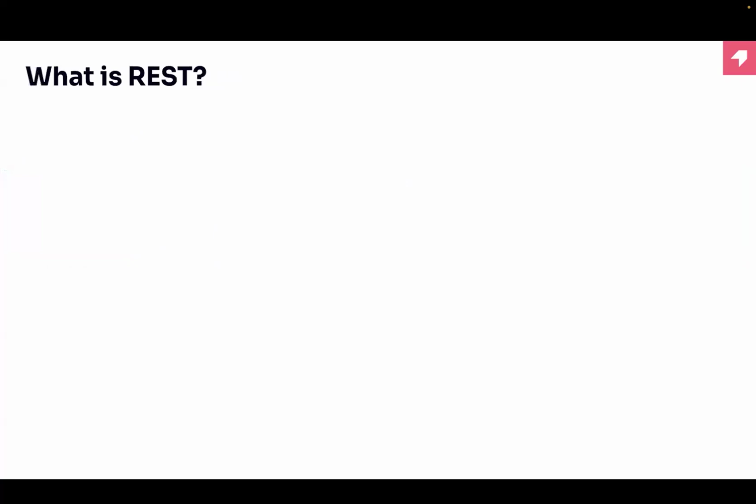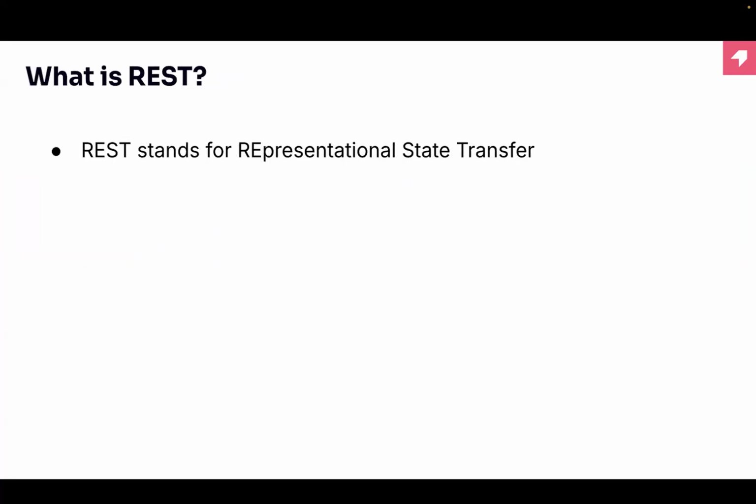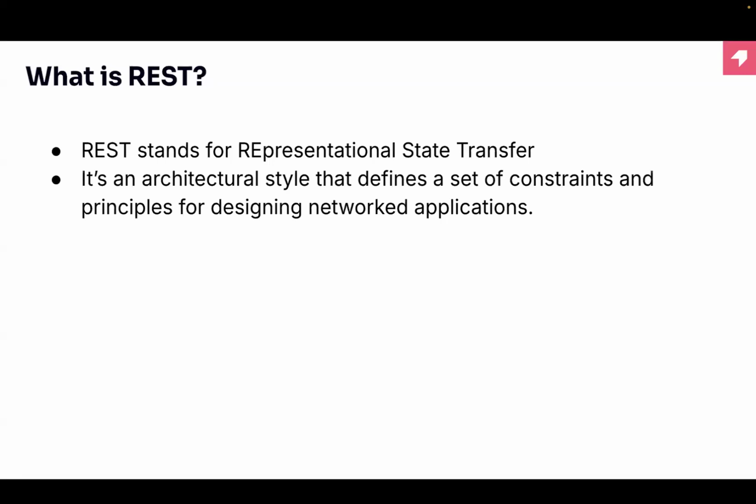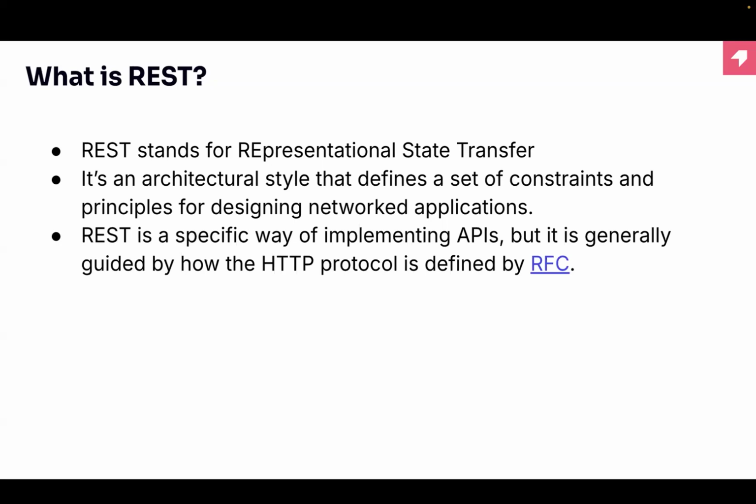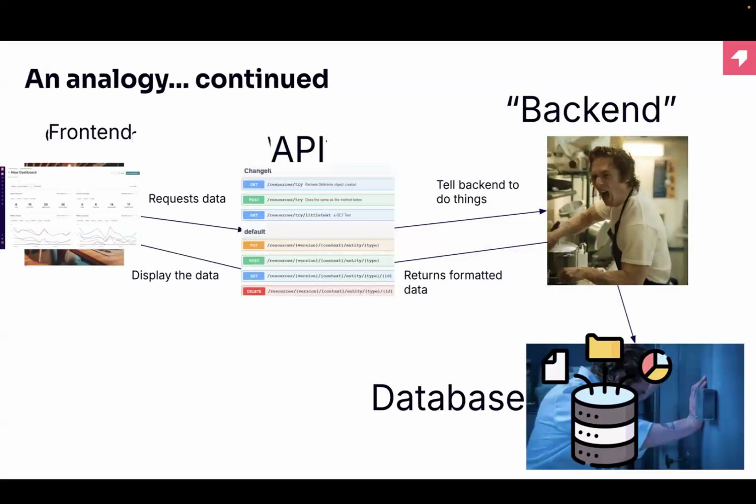So what is REST? REST is an acronym that stands for representational state transfer. I can never explain what that means, but it's basically an architectural style that defines a set of constraints and principles for designing networked applications. REST in and of itself is a very specific way of implementing APIs, like I mentioned. They typically look like that image right there in the middle. And that in and of itself is actually a contract between the front end and the back end. It's the front end saying, I'm expecting these APIs to look like this, expecting a specific input, and I'm expecting a specific output.